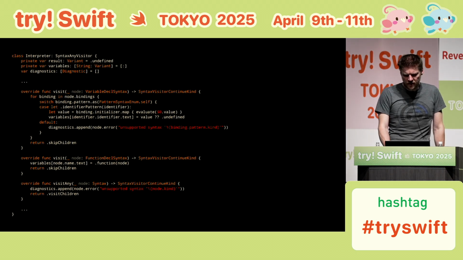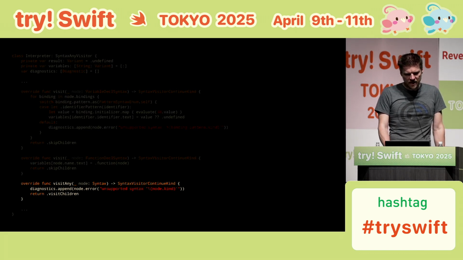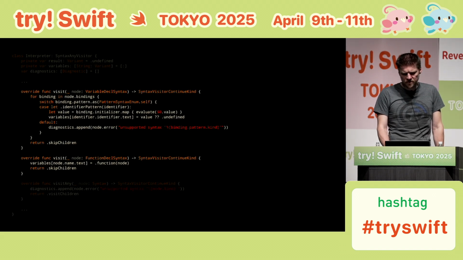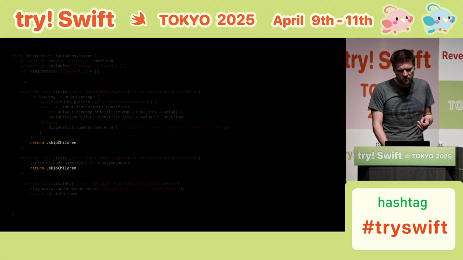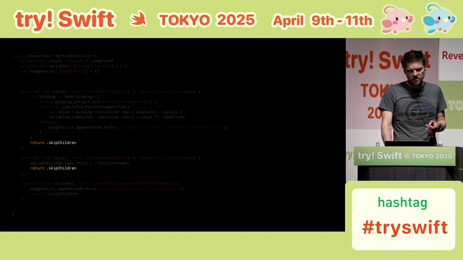We already reject other valid Swift syntax that we don't support yet, so let's just do the same for types. Now, you might think that we could add a visitor function for type annotations to the interpreter, but that won't actually work. If it did, then the visitAny function would already be catching them. The reason it doesn't work is that the type annotations are child nodes of their respective variable or function declarations. And those visit functions are returning skip children because they already contain all of the logic needed to process those nodes. So the visitor never actually traverses the type annotations at all.